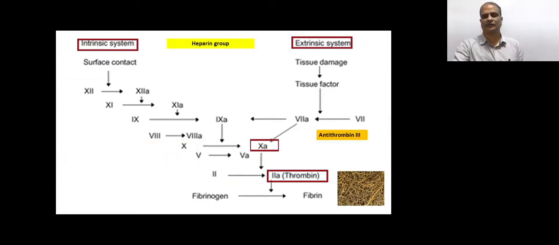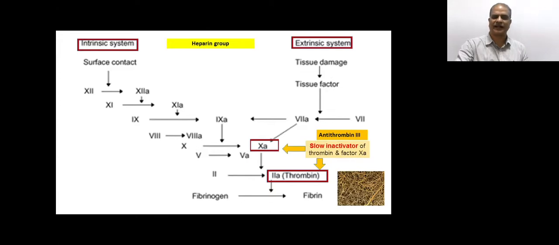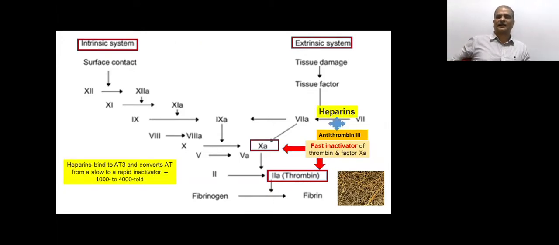Then we have the heparin group, where we have three subgroups of heparin. The heparin group mainly acts on antithrombin 3. All of us have antithrombin 3 in our blood, which prevents the blood from clotting too much. Antithrombin 3 acts on both activated 10A and thrombin, and it is a slow inactivator of both factor 10A and thrombin. So this is continuously working in our body to prevent excessive clotting. When you give heparin, it combines with this antithrombin and potentiates the action of antithrombin many thousand times. That's how heparin works.